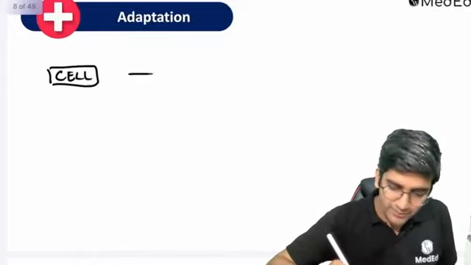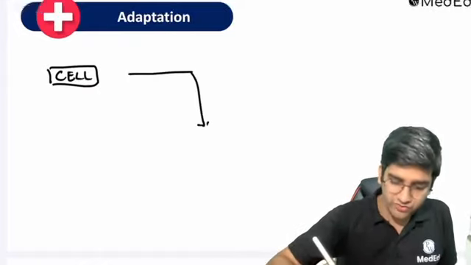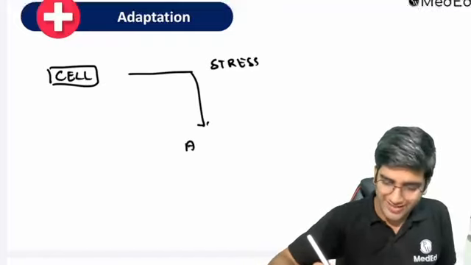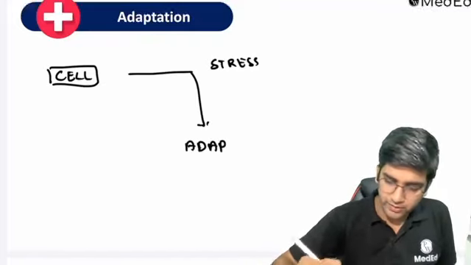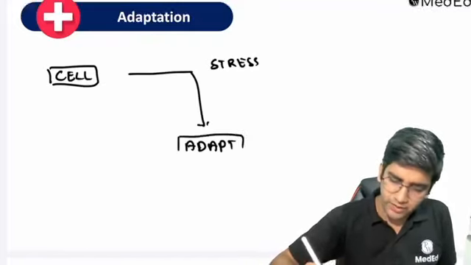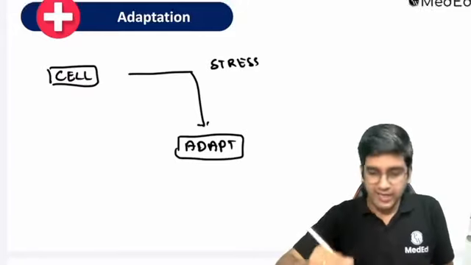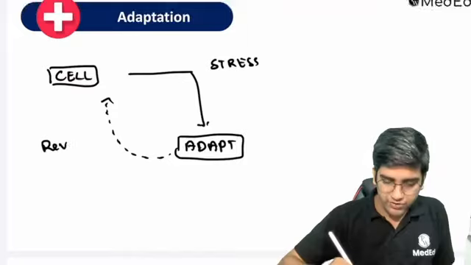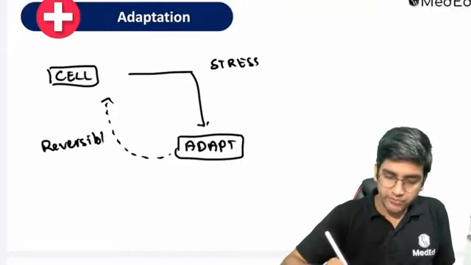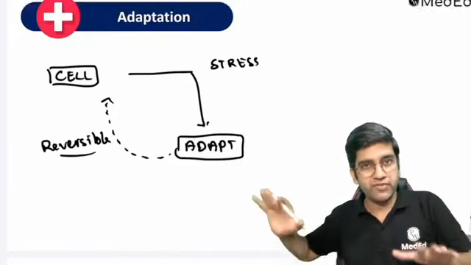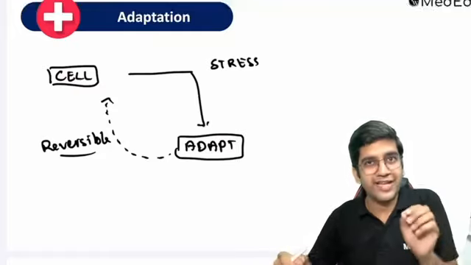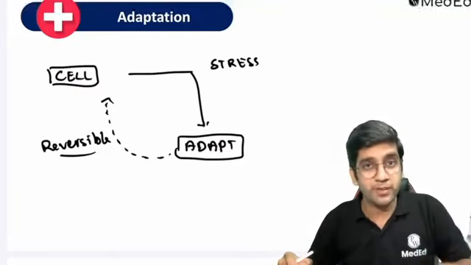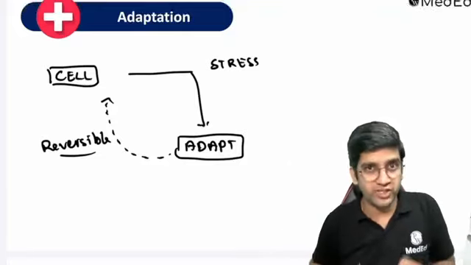So any cell, when it has any amount of stress, it will adapt. It will obviously adapt and come back to normal, which means every adaptation is reversible. From now itself, remember, if I say every adaptation is reversible, there might be a few exceptions. These exceptions are always MCQs. We'll read them when I get to the exceptions, right?